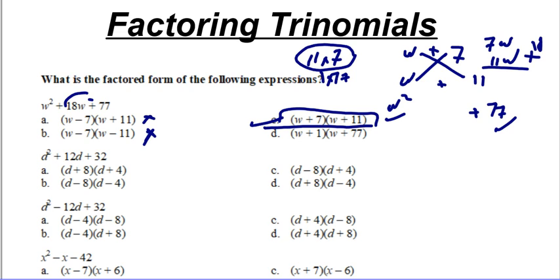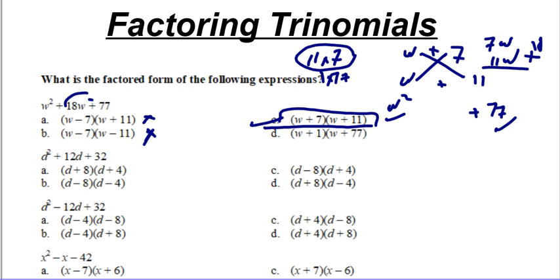So now try to multiply. 7 multiply 11 is 77. And 1 multiply 77 is also 77. So this is correct and this is correct. But I need to find the middle term. If we use FOIL to find the product in simplest form, W multiply 11 equal 11W plus 7W equal 18W middle term. So C is correct.